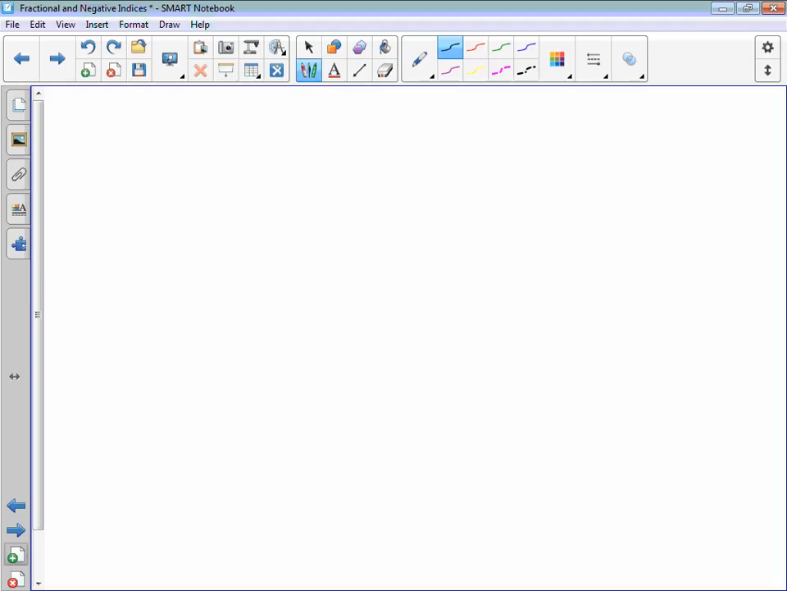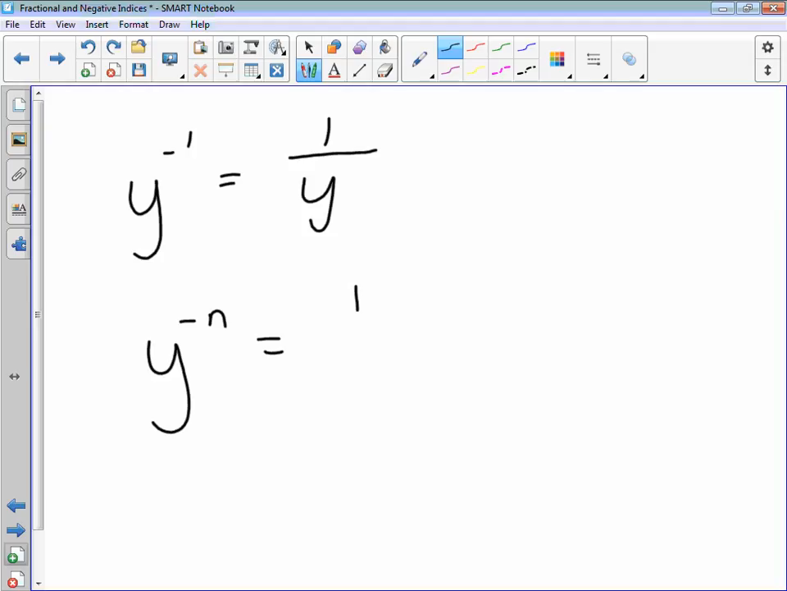Reciprocal is y to the power of -1 in algebra. This means we've got 1 over that number. So reciprocal means to the power of -1. In general, y to the power of -n is 1 over, so the negative part comes into play, and then y to the power of n.